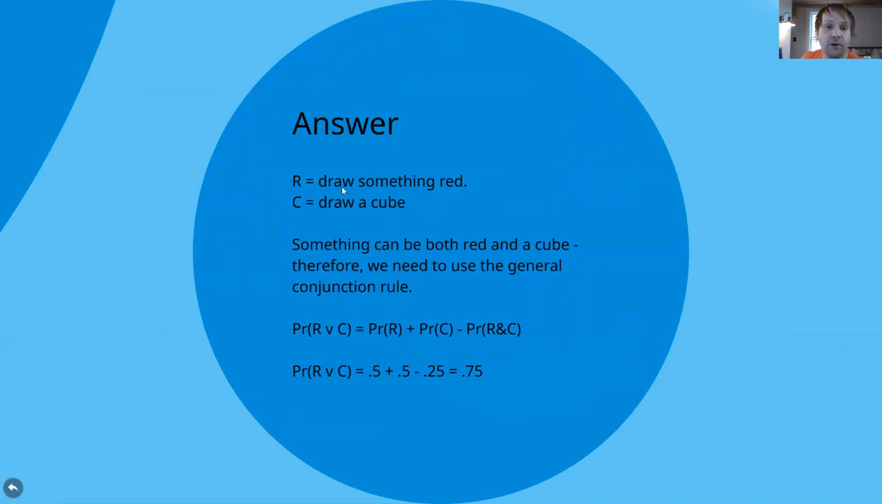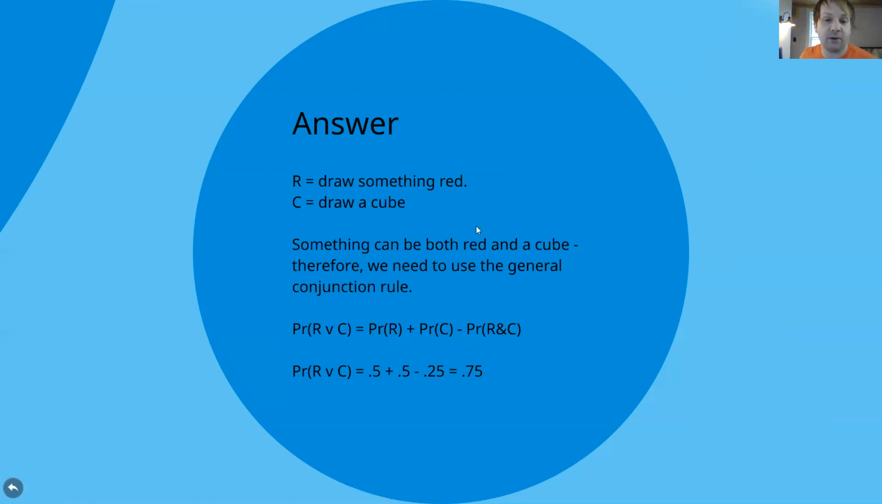So we have R, which is drawing something red, and C, which we're going to call drawing a cube. Something can be both red and a cube, so we just need to use the general disjunction rule. Sorry about that typo. The probability of being red or a cube is equal to the probability of being red plus the probability of being a cube minus the probability of being red and a cube. Because remember, we're already adding together both of those categories, and those categories overlap. So to avoid counting them twice, we have to subtract the overlap.